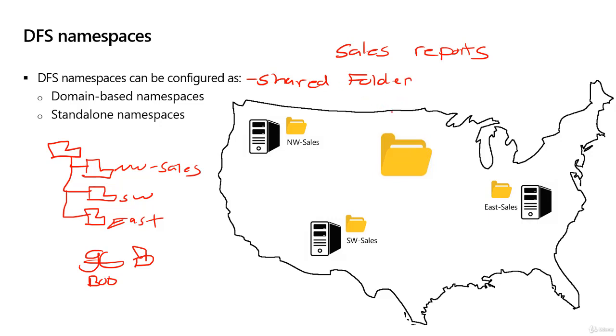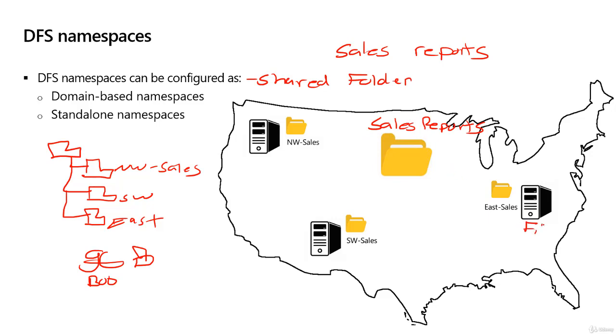When I create a DFS namespace, you name this whatever you want. I'm going to name this sales reports. What that allows me to do, when you create the namespace, it shows up like a shared folder. If people browse the network, they will see it. Now, under that, I can actually add folders. So let's say my East sales.